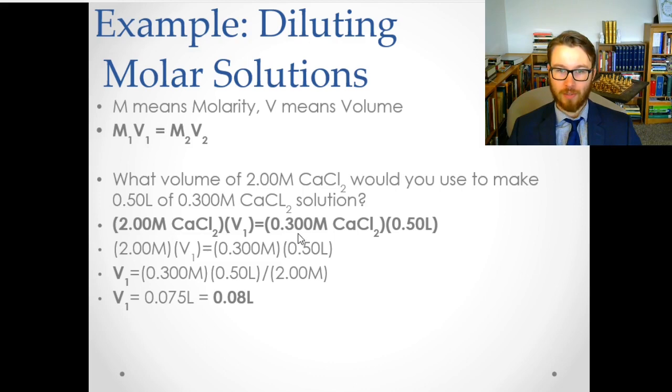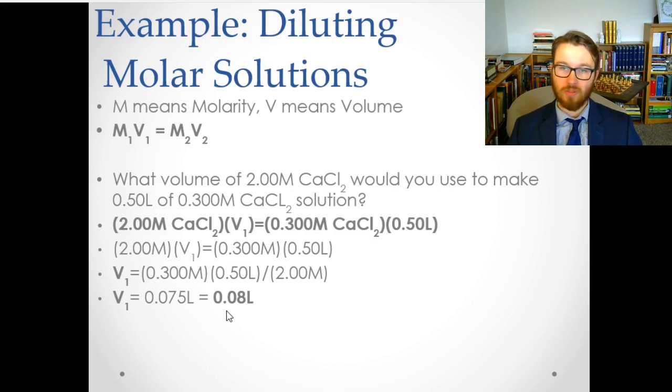2 times X equals 0.3 times 0.5, written out like this. We can get V1 by itself by dividing both sides by 2 molar. That's how you do it. You divide both sides by 2 molar, and you get V1 equals 0.3 molar times 0.5 liters divided by 2 molar. Then you can plug that into your calculator. The parentheses will help your calculator function. When you plug all this in, you get 0.075 liters, which we're using 2 decimals with everything because we're not doing sig figs. So you get 0.08 liters. Volume 1 is 0.08 liters.